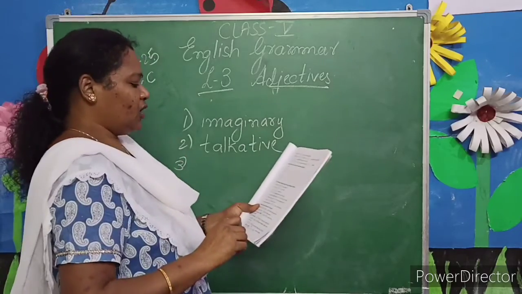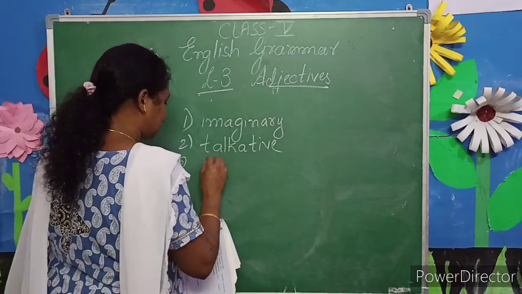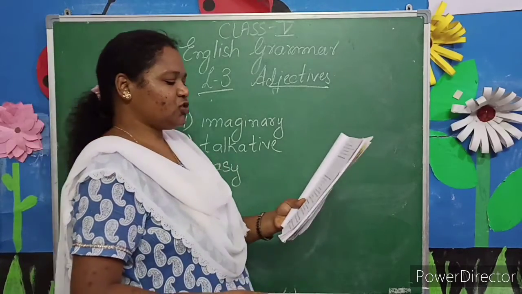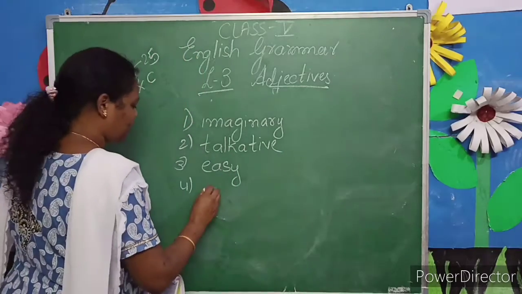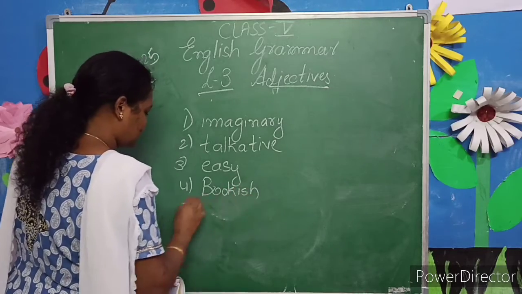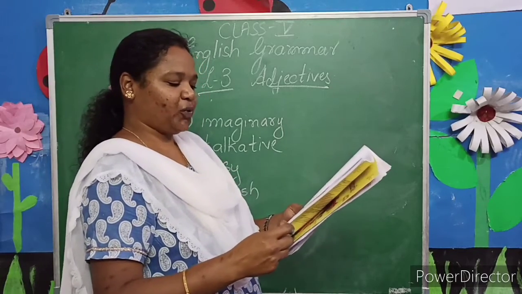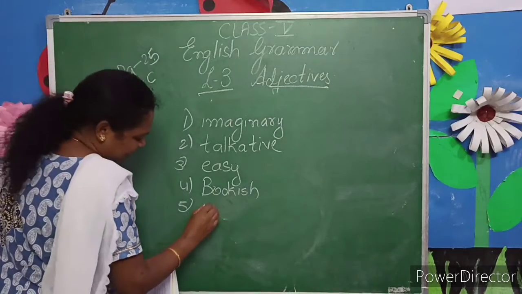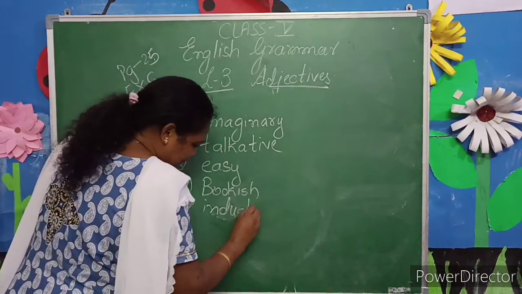Third one, it is a dash exercise. So easy. Dash knowledge alone does not suffice. So book. Bookish. The right form of adjective is bookish. The country has made great progress in the dash sector, industry. So, industrial.